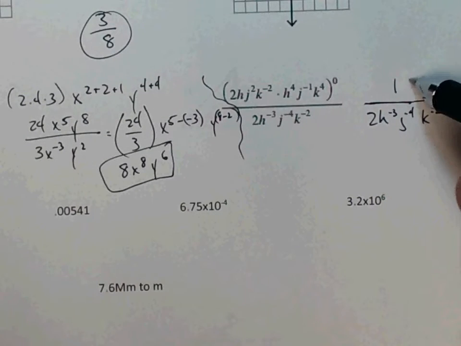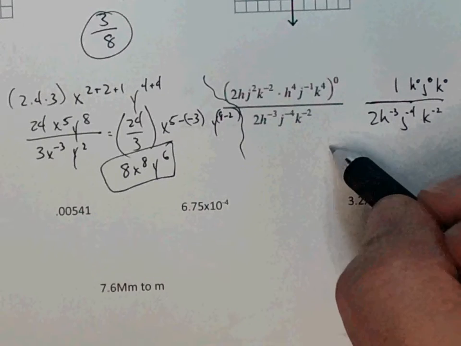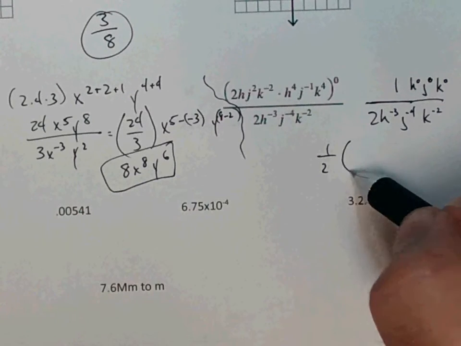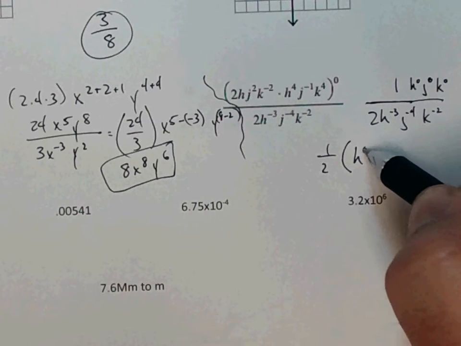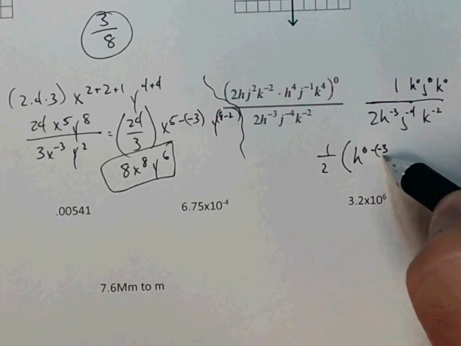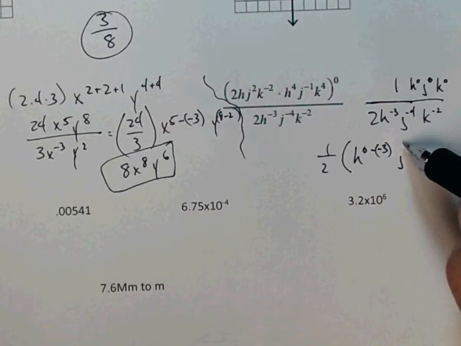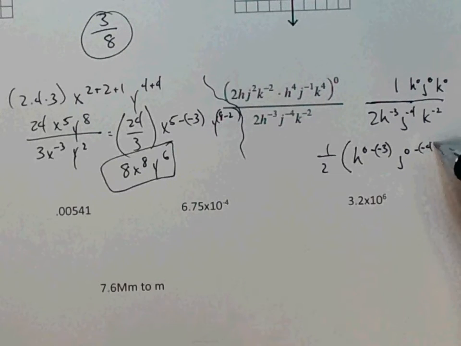really, there's h to the 0, there's j to the 0, and there's k to the 0 still up here. And so when we combine these things, we have the numbers 1 over 2, and then we have h to the 0, and then we can subtract minus the negative 3, and then we're going to have our j. Okay, and so our j is going to be 0 minus a negative 4, and our k is going to be k to the 0 minus a negative 2.